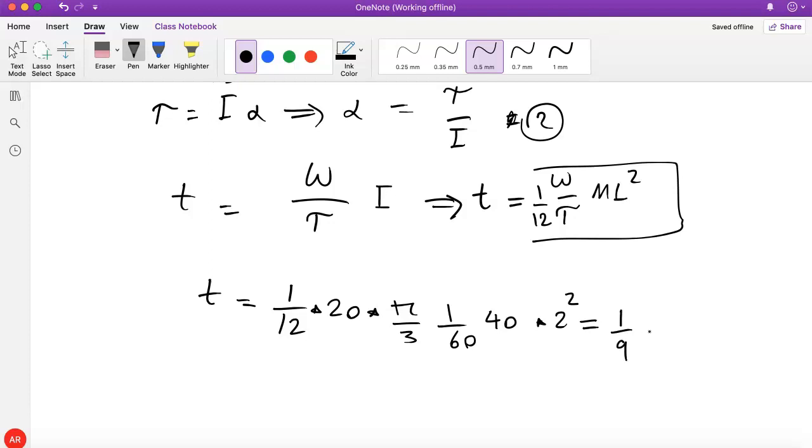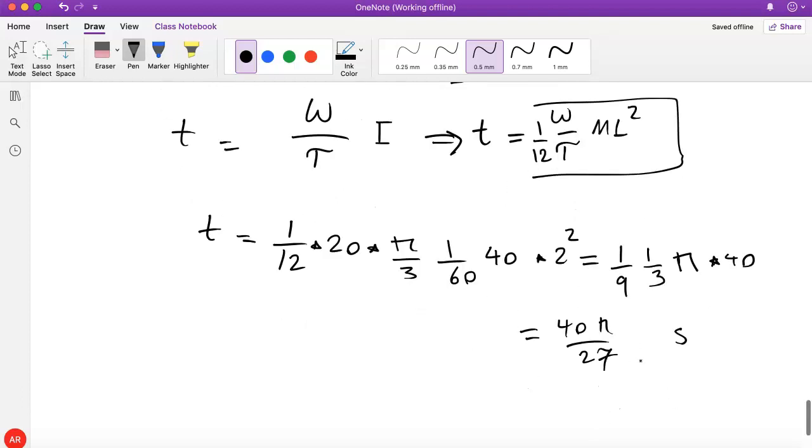Then let's say we cancel the 60 by 20, so we get another 1 over 3 here. Still have the pi. And then we have a 40 times nothing, right? We already canceled that 4, so it's 40 pi over 27, in seconds.